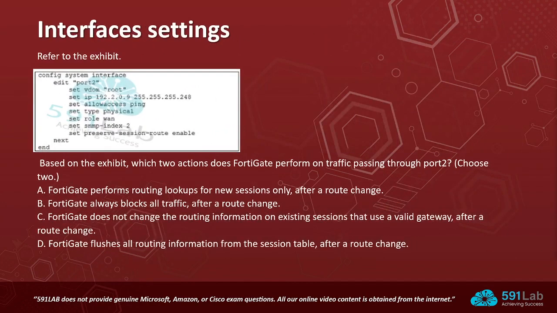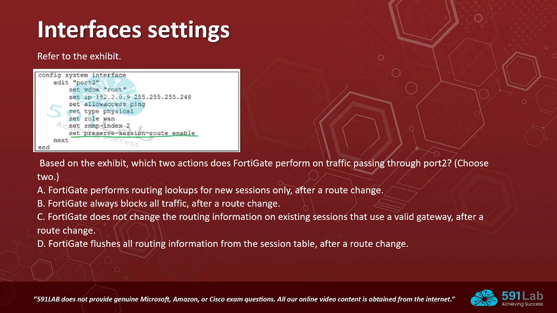So the next one is about interface settings. We have a picture there, and our question says, based on the exhibit, which two actions does the FortiGate perform on traffic passing through the port 2? We have to choose two. And as we see in the picture, we have a basic configuration on the port 2: IP address, allow access, ping, and we have this new command that we didn't see before.